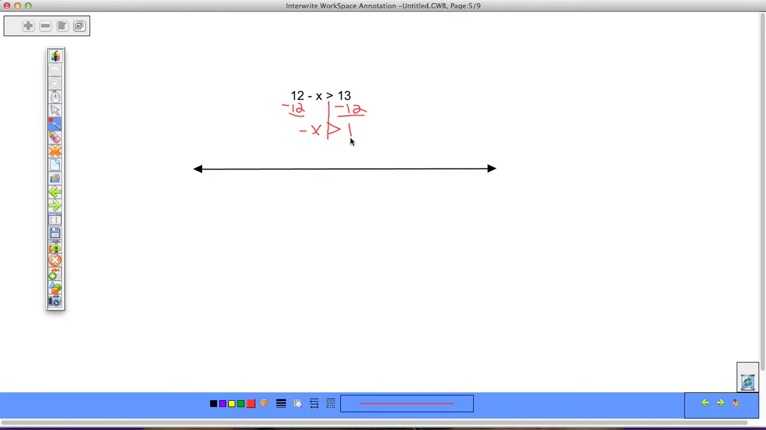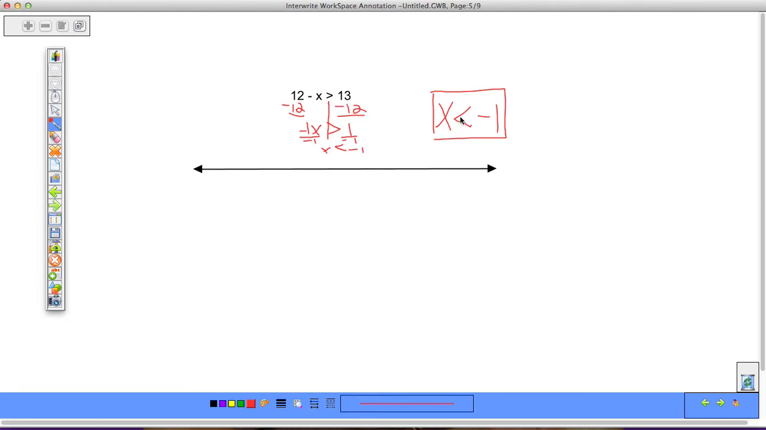Do not stop there. We have to get positive x by itself. So this is the same thing as having negative 1 times x. We're going to divide both sides by negative 1. So we're left with x on the left, and we're left with negative 1 on the right. I divided by a negative, so I have to flip my sign. Don't forget to flip that sign if you multiply or divide by negative. If you start with an inequality sign, you need to end with an inequality sign.